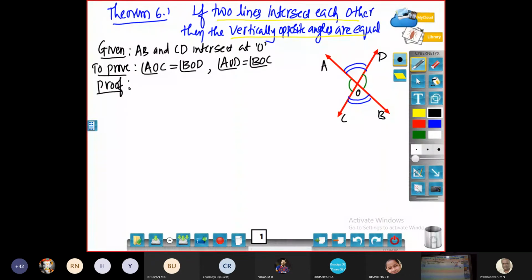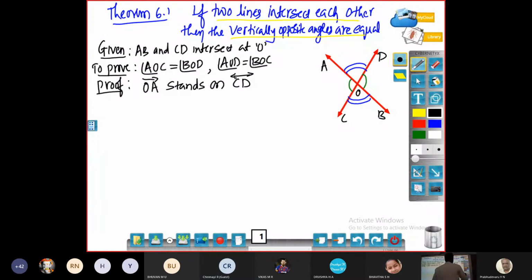In the proof, let us use the axiom we have just discussed. Here we have a ray OA standing on the line CD. Look at the diagram. As per the statement, if a ray stands on a line, what conclusion can you write? The sum of the two adjacent angles so formed is 180 degrees.